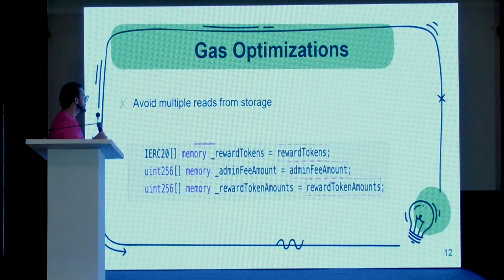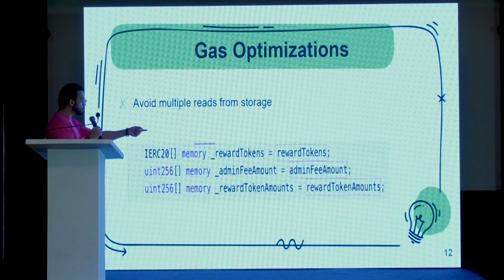Basically, what I mean by avoiding multiple reads from storage is that, for example, if you have a smart contract with a function that reads data from storage, for example, a variable named reward tokens, which is a storage array, and I was reading from this array multiple times in the same method. But what I did was I created a memory reference.